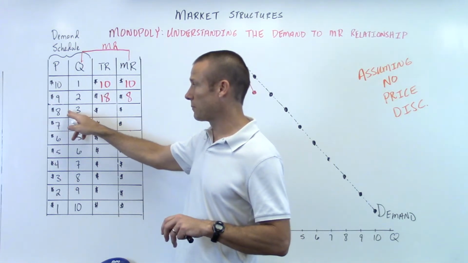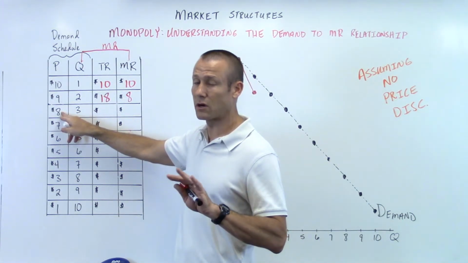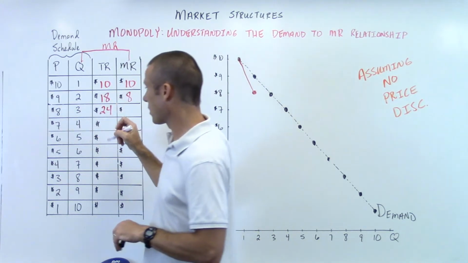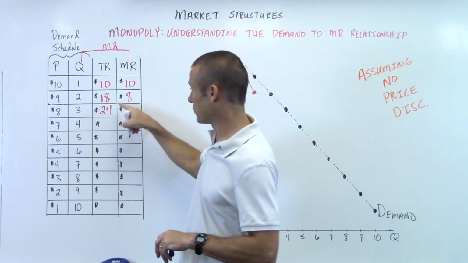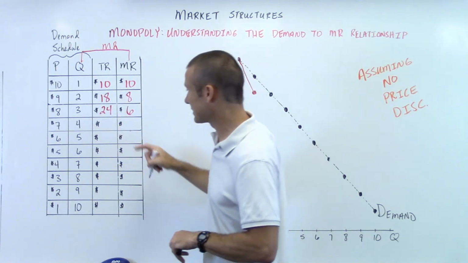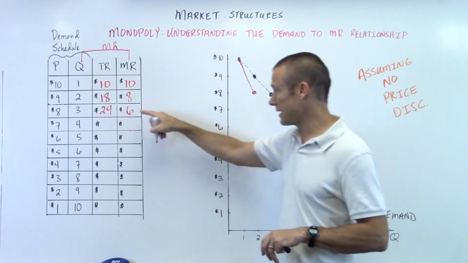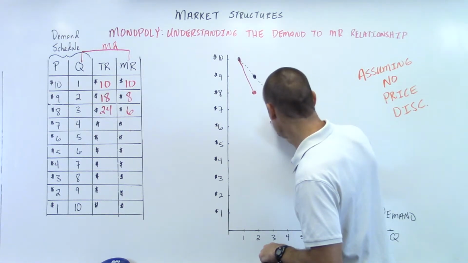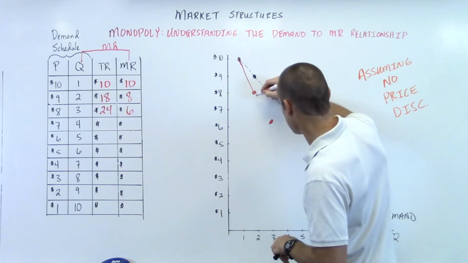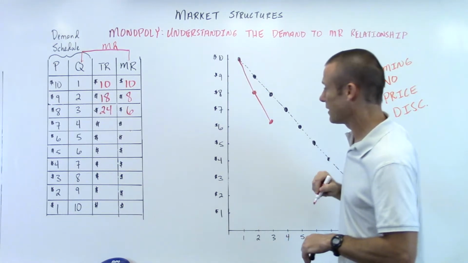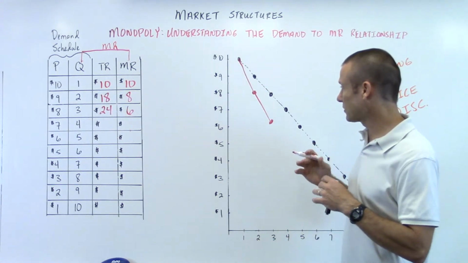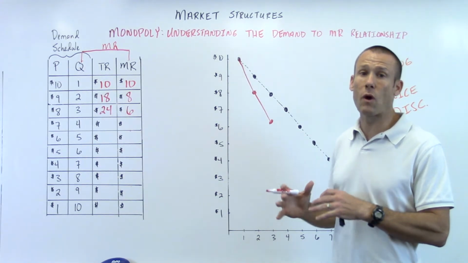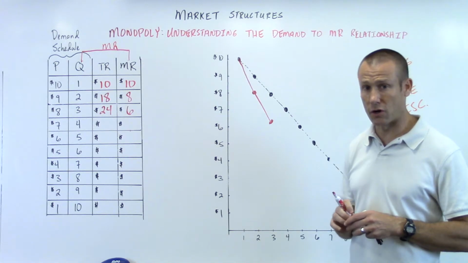To get 3 people to buy it, we've got to lower the price to 8. We're charging everybody $8. 8 times 3 is 24. My additional revenue, my marginal revenue, is 6. So at an output of 3, I get 6. At an output of 3, I'm going to go up right to here. I get 6. I draw that right there. Look at the MR. It's actually splitting away from demand at an increasing rate. It's actually at twice the rate in absolute terms, okay?